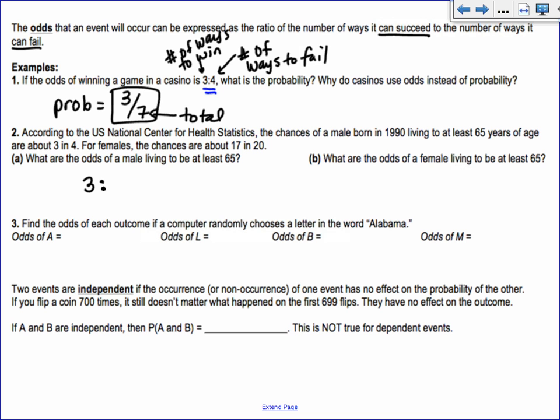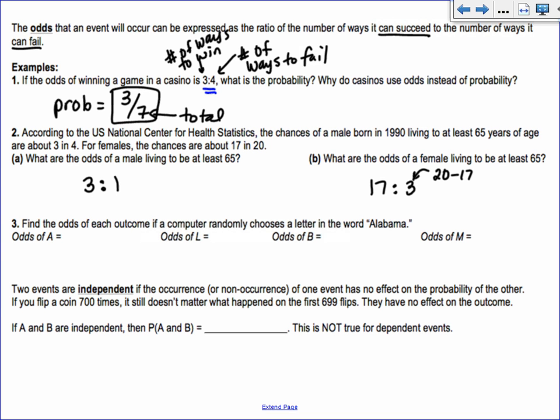So it's kind of morbid, but in this case, 3 ways to win, 1 way to lose is how we consider it, 3 to 1. And for a female, 17 ways to win, 3 ways to lose, right? So what I'm doing to get that 3 is I'm taking 20 minus 17. I'm taking the total and I'm subtracting out the number of ways to win. So odds and probability are very, very different. You need to consider that. Okay? Does anybody know why those are different?